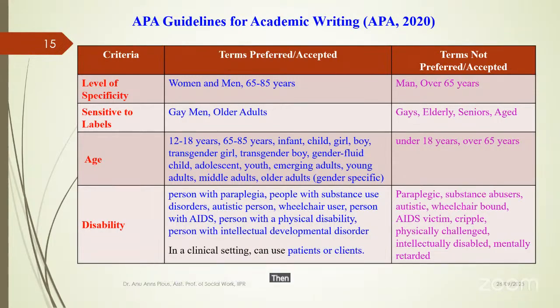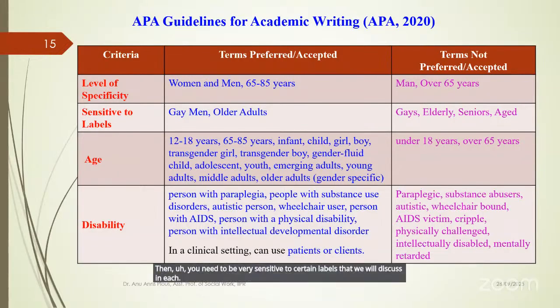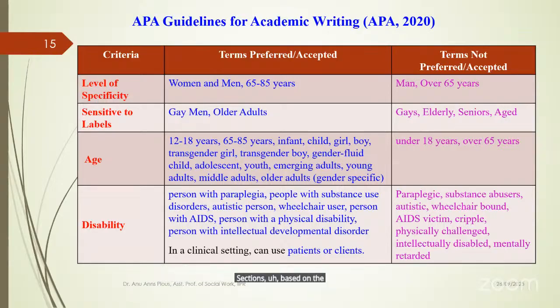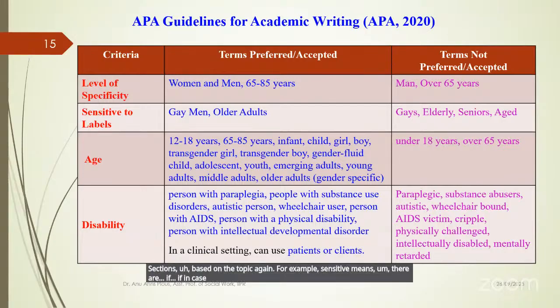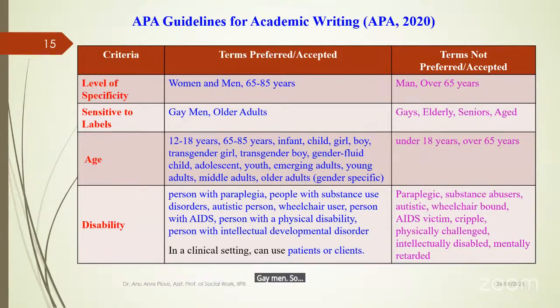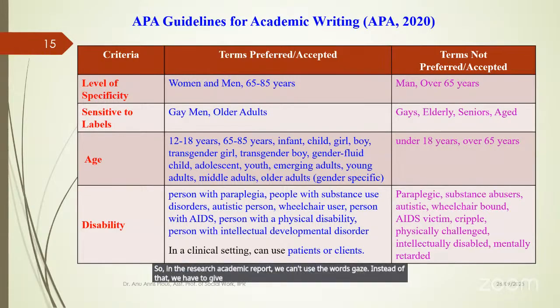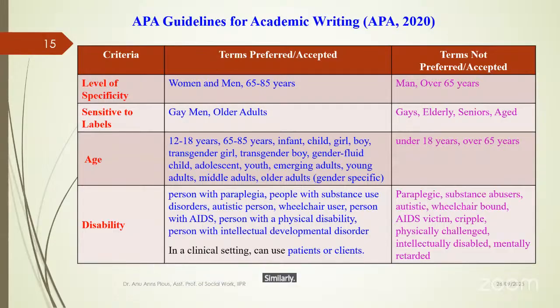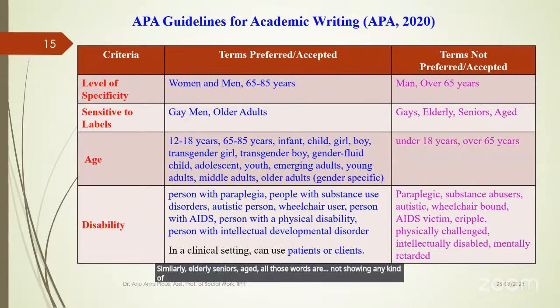Then you need to be very sensitive to certain labels, which we will discuss in each section based on the topic. For example, if we are conducting a study with respect to gay men, in colloquial ways we use the term gays. In a research academic report, we can't use the word gays. Instead, we have to give respect to that community and use the words gay men. Similarly, elderly, seniors, aged, all those words do not show any kind of respect to that group of people.